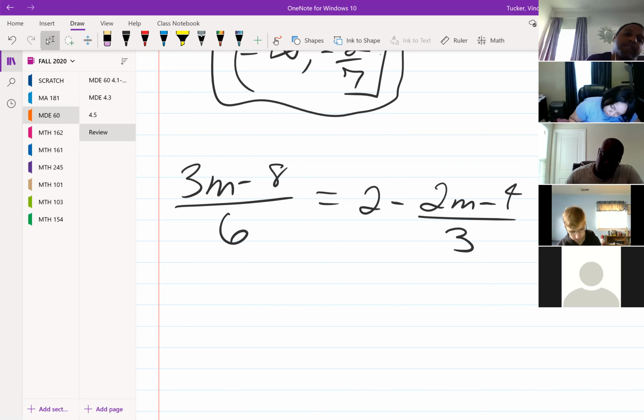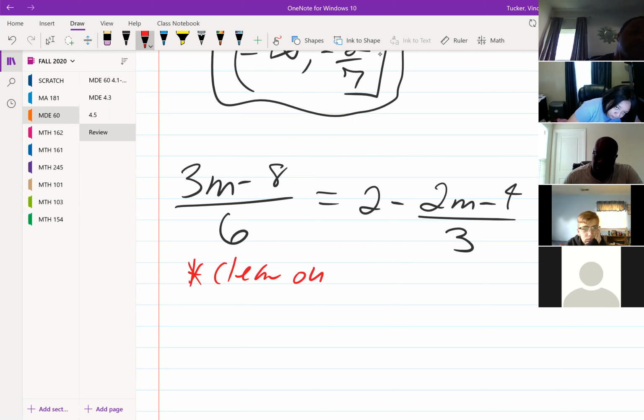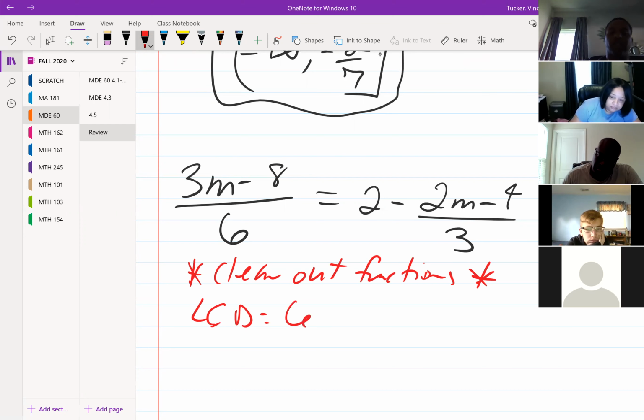So we have 3m minus 8 over 6 equal to 2 minus 2m minus 4 over 3. And we want to solve. So here we can clear out our fractions, and do so by finding the LCD. LCD is the smallest number that both 6 and 3 can divide into evenly, and that will be 6, because 6 can divide into itself.